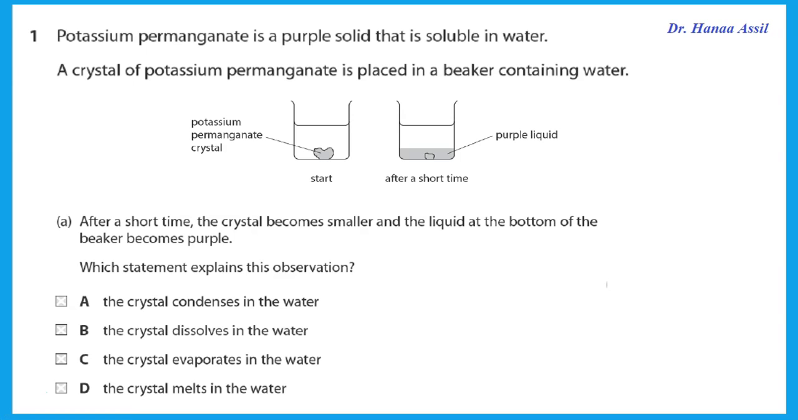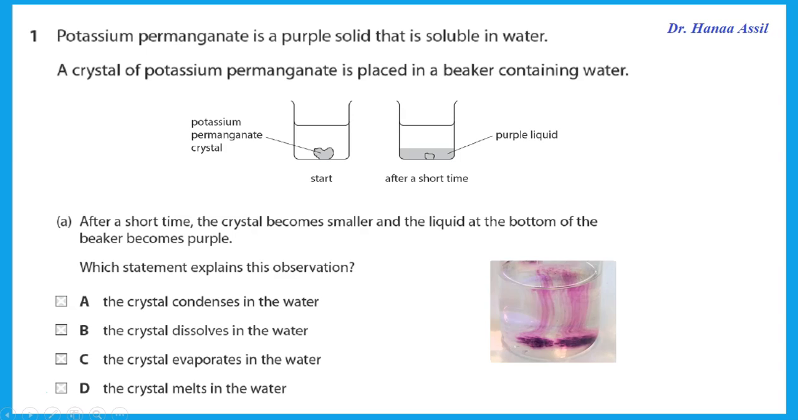The first question says potassium permanganate is a purple solid that is soluble in water. A crystal of potassium permanganate is placed in a beaker containing water. After a short time, the crystal becomes smaller and the liquid at the bottom of the beaker becomes purple.